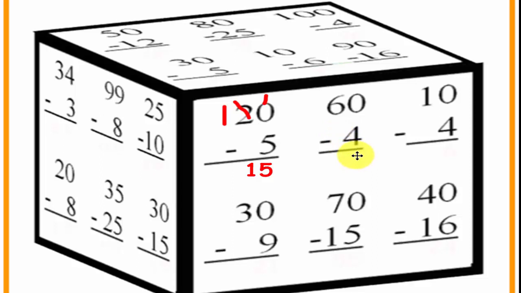60 minus 4, and the answer is 56. But how do we get that? Well, here's how we did. You can't subtract 4 from 0, so we borrow from the tens column. This is no longer 6. This will be a 5, and we bring 10 over here. Now, 4 from 10 is 6, and we bring down the 5.